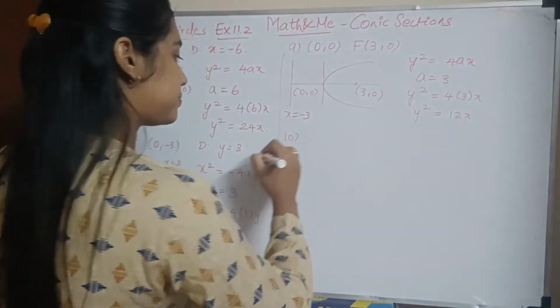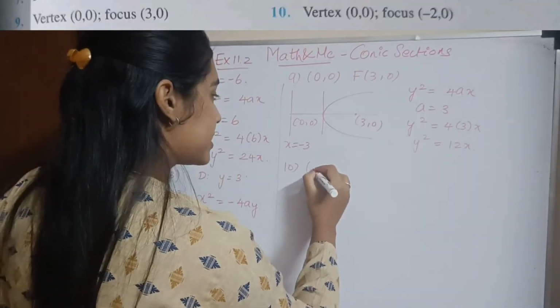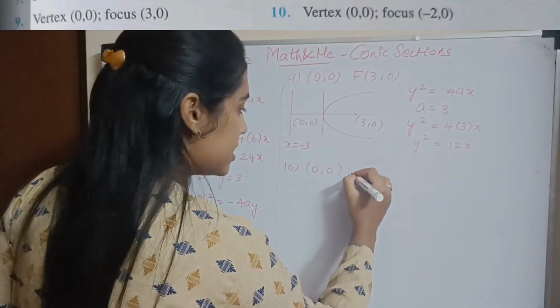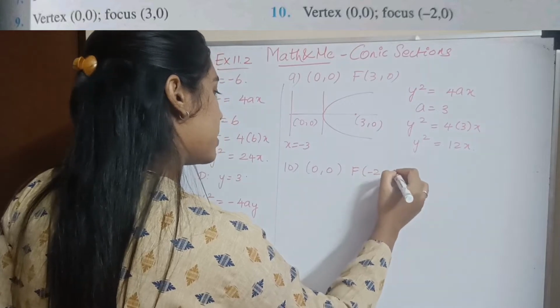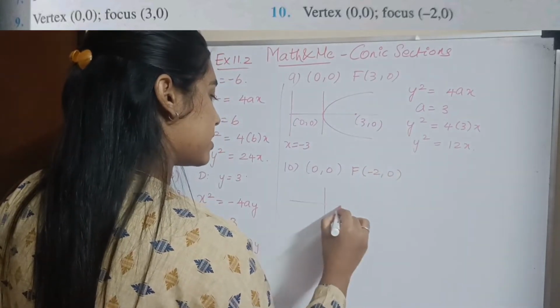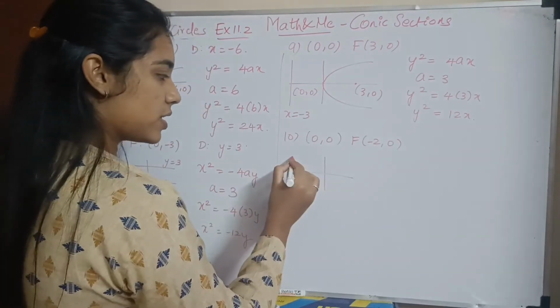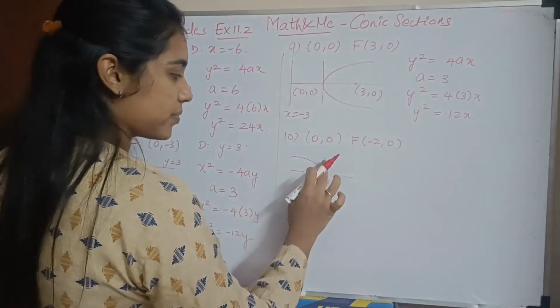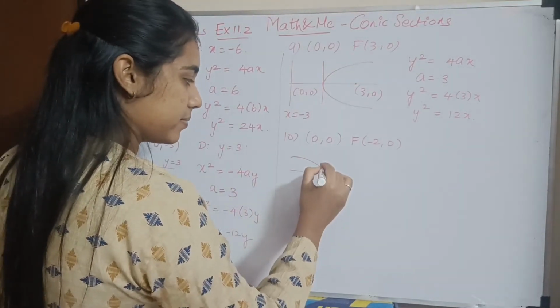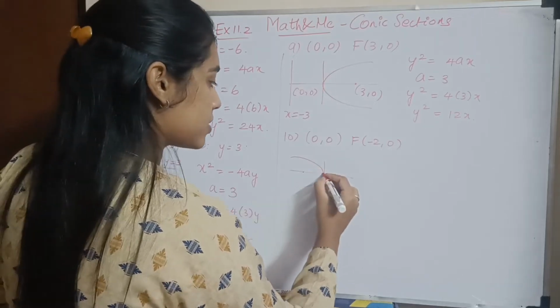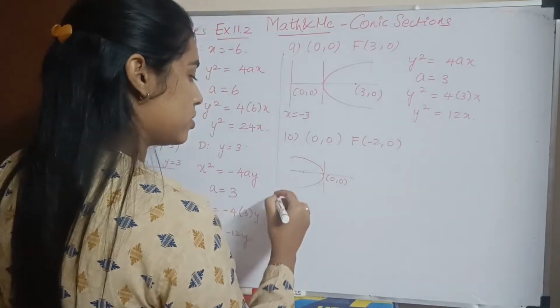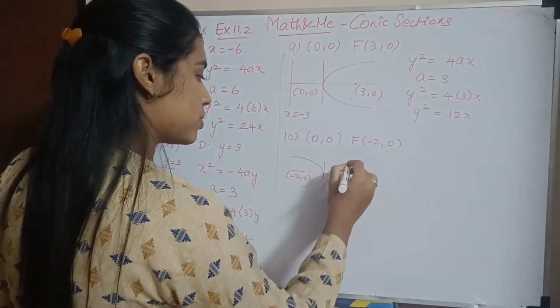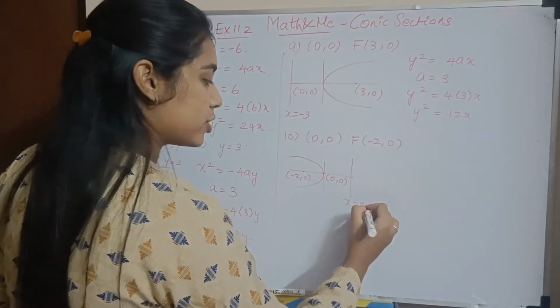Okay. Question number 10. Vertex is at 0 comma 0 and the focus is at minus 2 comma 0. Where is minus 2 comma 0? It is over here. So this is a left-handed parabola and it intersects at 0 comma 0. So this is the vertex 0 comma 0. I have minus 2 comma 0. So what is your directrix? It's x is equal to 2.